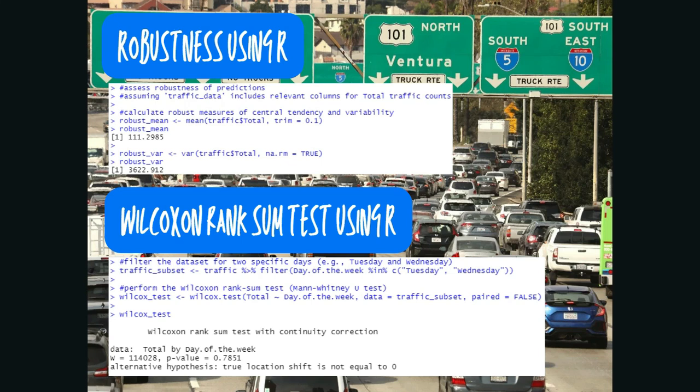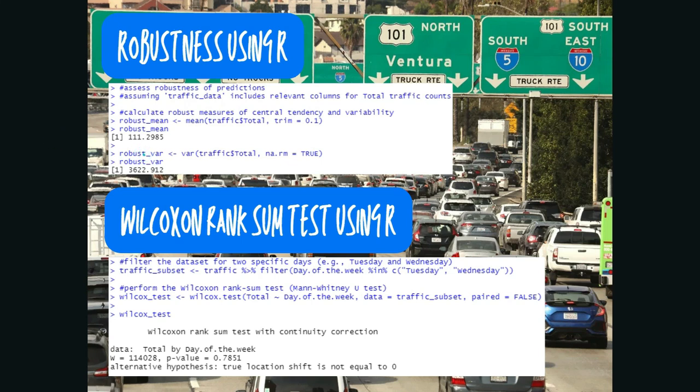And the output shows that the robust mean is 111 for the mean traffic flow, and the variance is 3,622.912, indicating stability in traffic flow patterns despite potential outliers. And the robust mean trimmed by 10% provides a less sensitive measure to outliers in the data. And the consistent variance indicates that traffic flow patterns are relatively stable across the dataset.